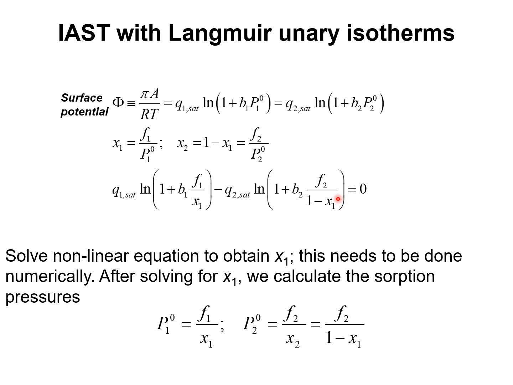This cannot be solved analytically except for the special case where Q1 sat equals Q2 sat. In that case, the solution to this expression corresponds precisely with the binary Langmuir model. For the general case where the saturation capacities are unequal, we need to obtain the solution to this nonlinear equation by use of a root finder.